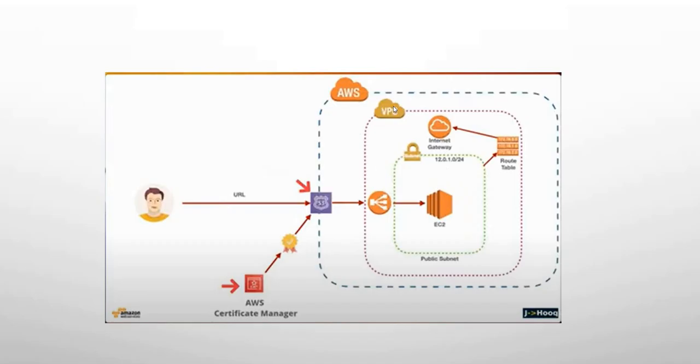Within the VPC, all the components are created, like internet gateways, subnets, load balancer, EC2 instances, and route tables. Then outside the VPC, Route 53 and AWS Certificate Manager come in when the user sends a URL through Route 53. So this is how the AWS Certificate Manager is configured.